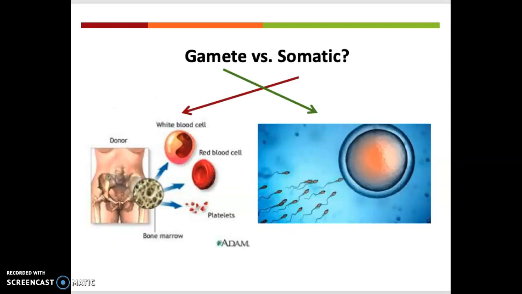A couple things to keep in mind, because we're going to try and apply the ideas of probability to genetics. Remember, there's different types of cells. Somatic cells are your body cells. Gametic cells are the sex cells. So in the case of the pea plants, the pollen and the eggs of the peas.